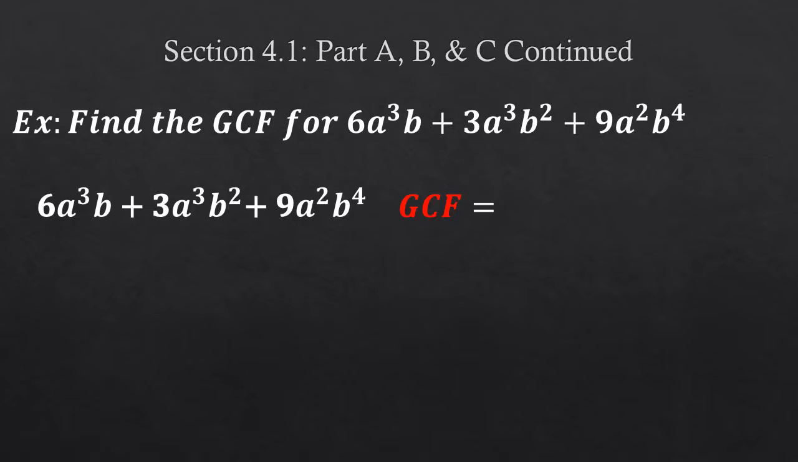Okay? Let's move on to the variables. The first term has 3 a's, the second term has 3 a's, and the third term has 2 a's. Remember, when it comes to the variables, the smallest exponent is the GCF of the entire group. So 2 is the smallest exponent of the a's, therefore I can only take out a to the 2nd. Let's move on to the b's. The first term has 1 b, the second term has 2 b's, and the third term has 4 b's. Once again, the smallest exponent is the GCF of the entire group. So therefore I can only take out 1 b, so altogether the GCF is 3a to the 2nd b.